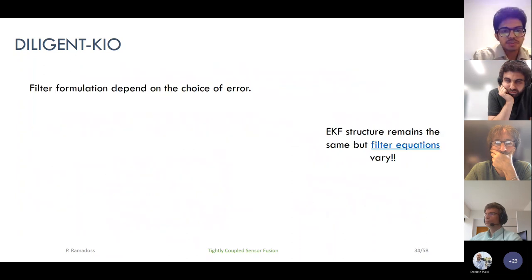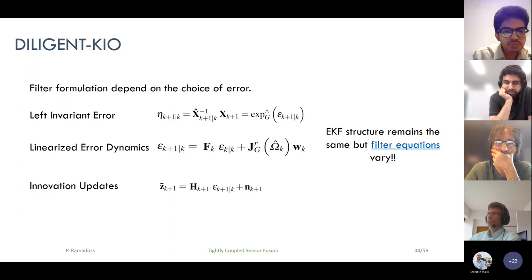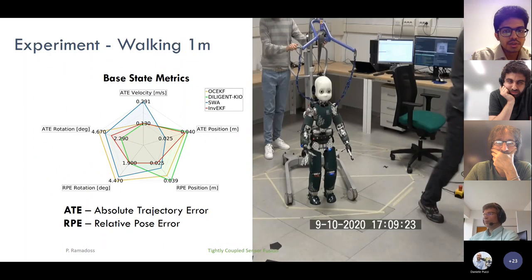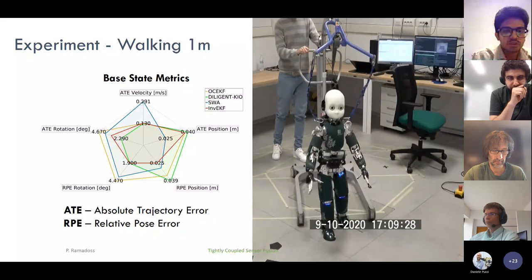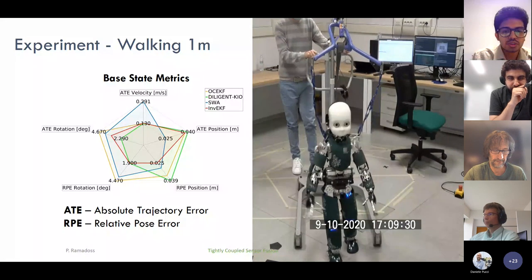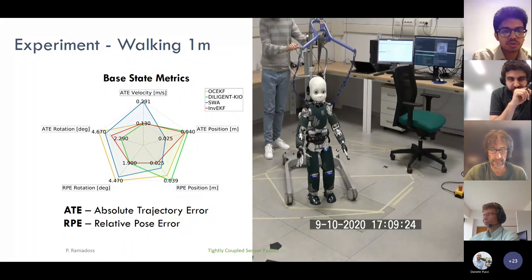Filter formulation depends on the choice of error, and we use the left invariant error for deriving the filter, Dilligent KIO. The log linear dynamics is used to compute the linearized error dynamics and innovation updates for the filter. Here, we show an experiment on the iCub 2.5 humanoid robot for a position-controlled walking, where the robot is walking for 1 meter in a forward direction.